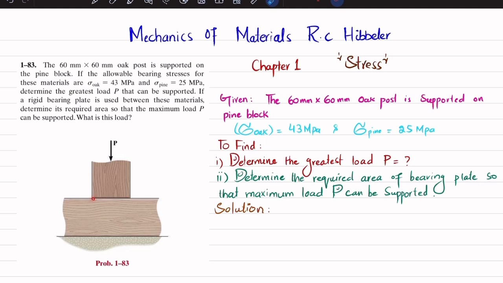And in part B, if there is a rigid bearing plate between these two, you have to find the required area of this bearing plate for the maximum P load. So let's start with the solution.